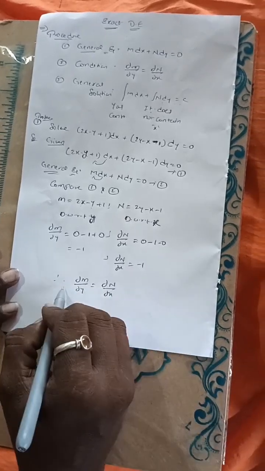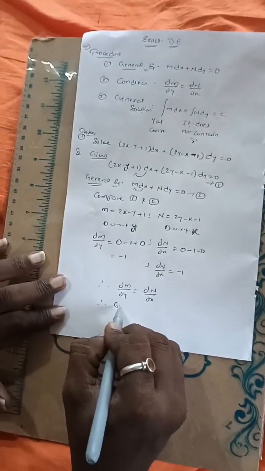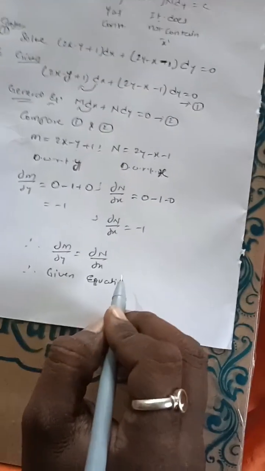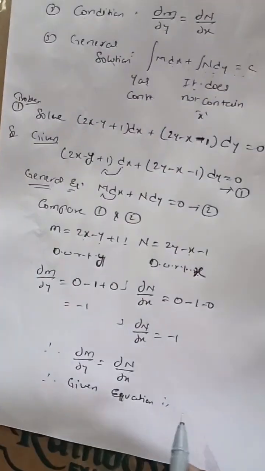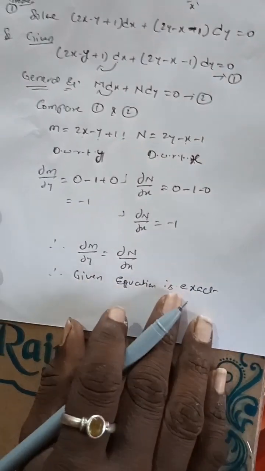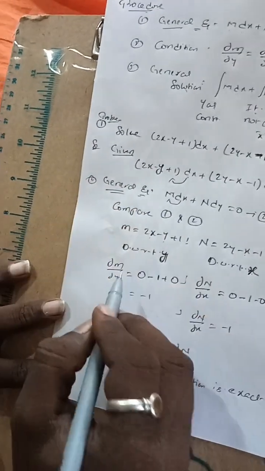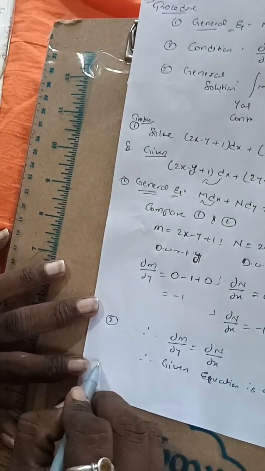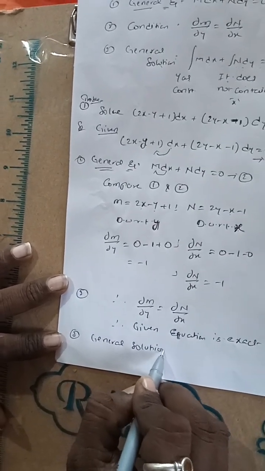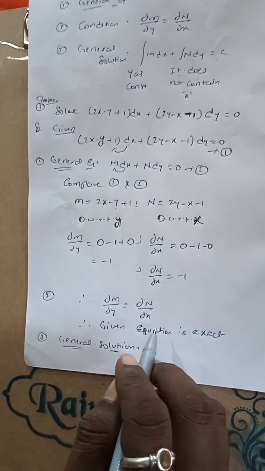Therefore the given equation is exact. This is the first step, this is the second step, and now the third step is the general solution.